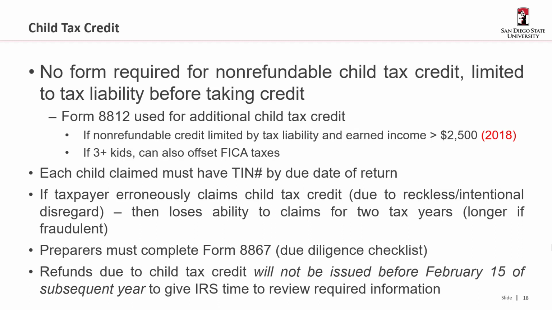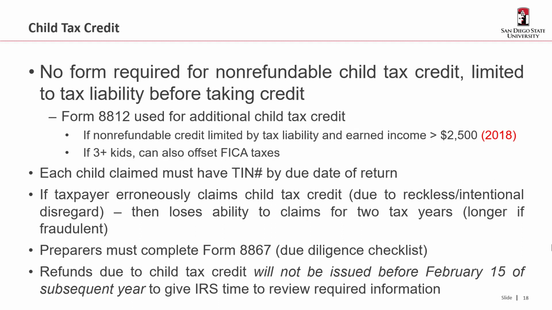And if a taxpayer erroneously claims a child tax credit due to reckless or intentional disregard, then they lose their ability to claim that child tax credit for 2 years. And if it's fraudulent, it can be more than 2 years. So tax preparers are required to complete a form that's a due diligence checklist to make sure that they've taken all the steps necessary to confirm that the taxpayer is eligible for the child tax credit.